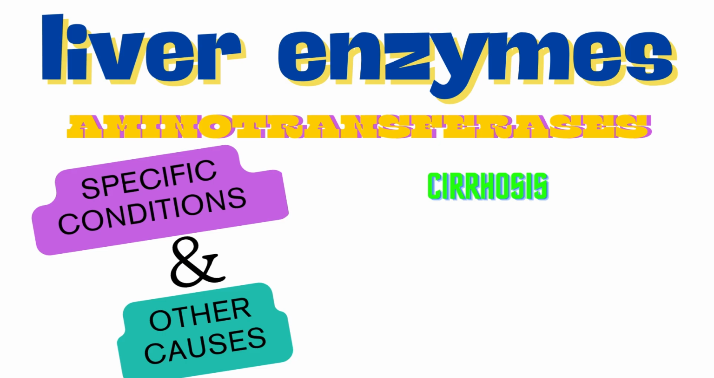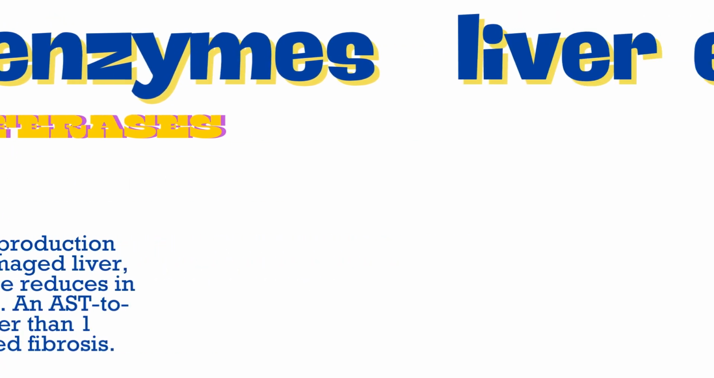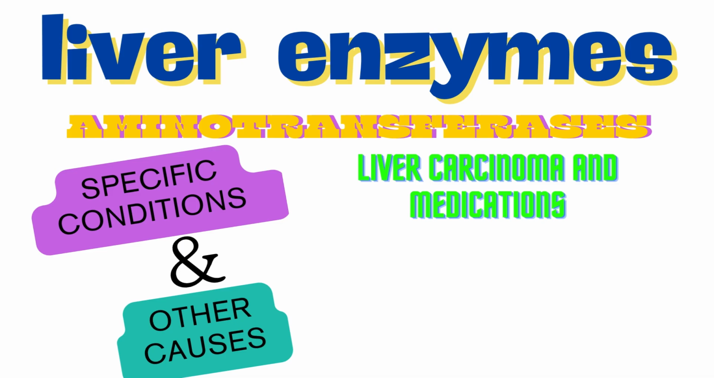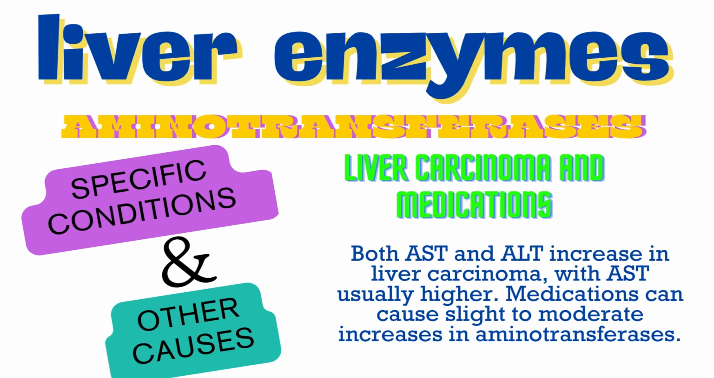Cirrhosis. In cirrhosis, ALT production decreases in a damaged liver, while AST clearance reduces in advancing fibrosis. An AST to ALT ratio greater than 1 suggests advanced fibrosis. Liver carcinoma and medications: both AST and ALT increase in liver carcinoma, with AST usually higher. Medications can cause slight to moderate increases in aminotransferases.